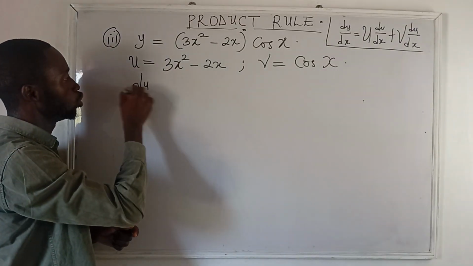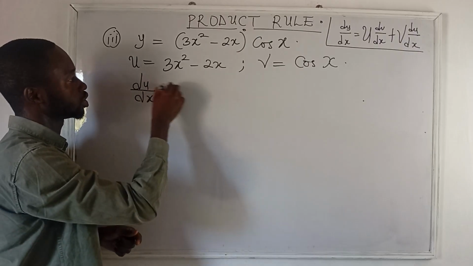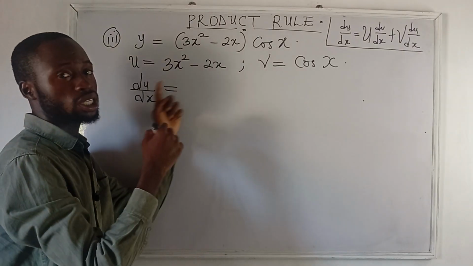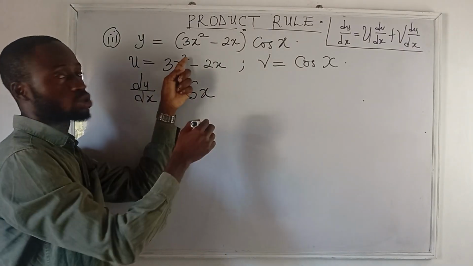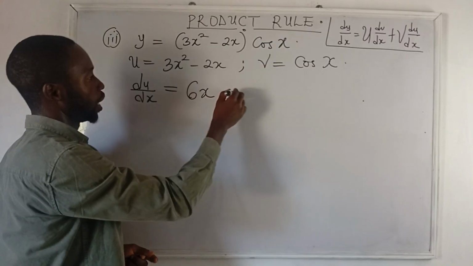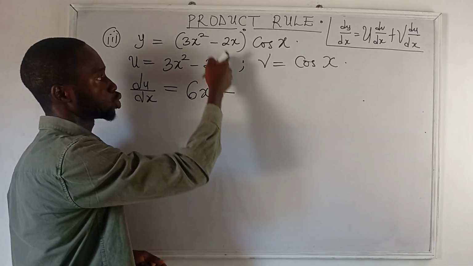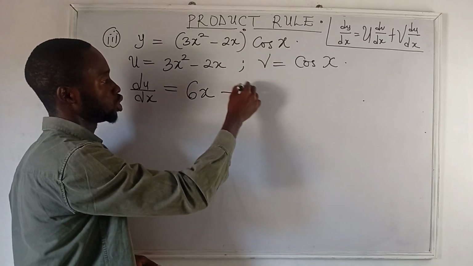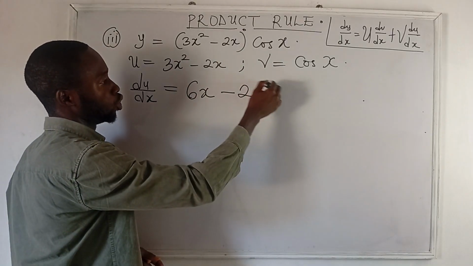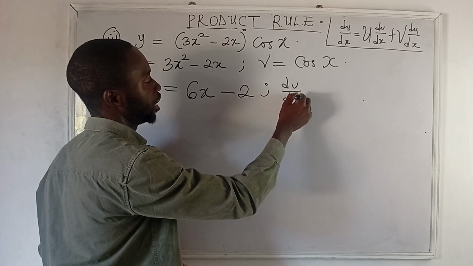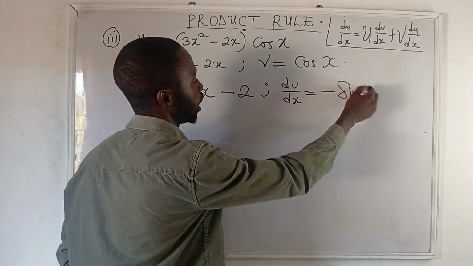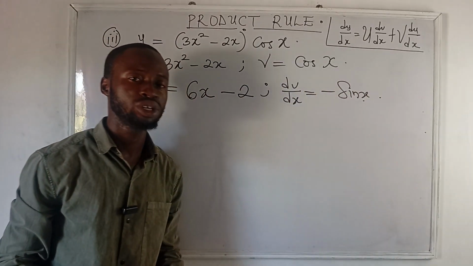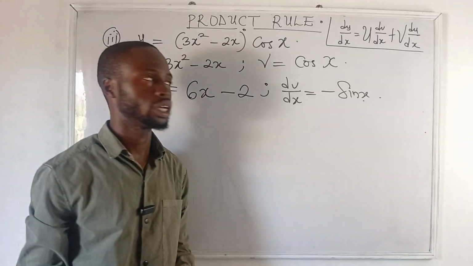So du dx will give us what? 2 times 3 is 6. Then when you deduct 1 from the power, you have 6x minus, when you differentiate this it should give you 2, because 1 times 2 is 2, then 1 minus 1 is 0. x raised to 0 is 1. 1 times 2 gives us 2. So dv dx will give us minus sine x. When you differentiate cos x, it will give you minus sine x.